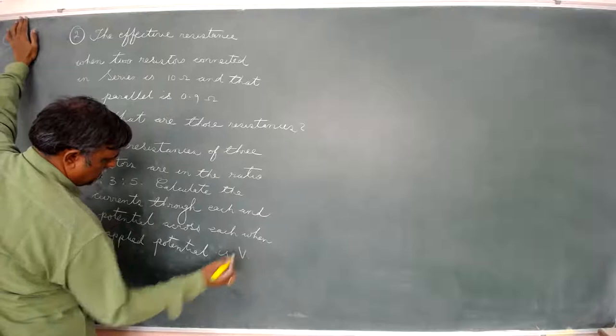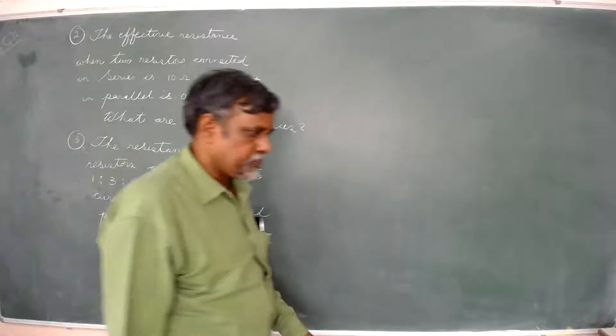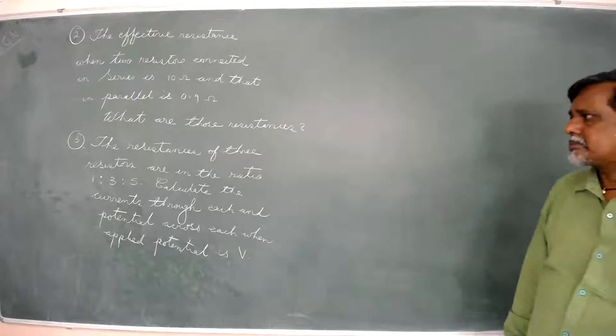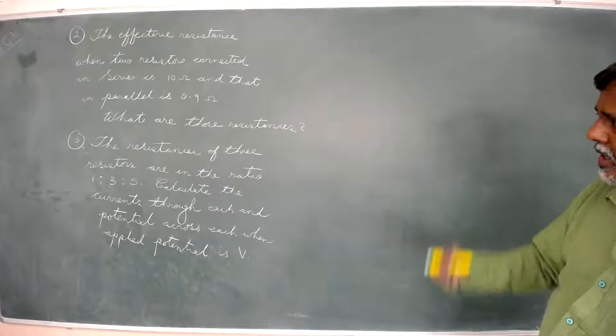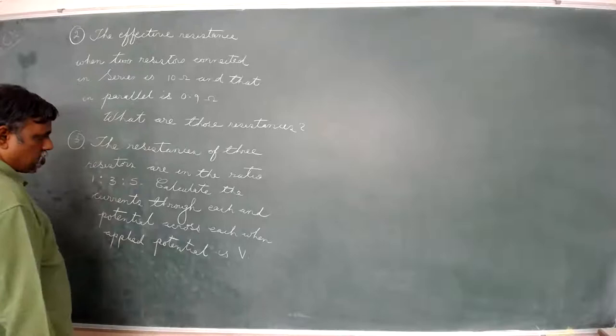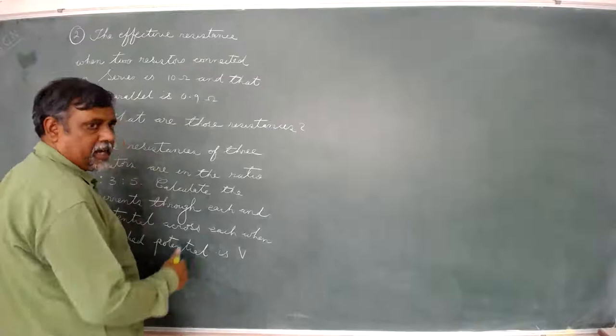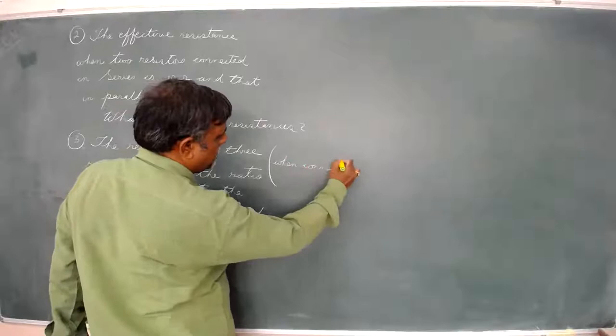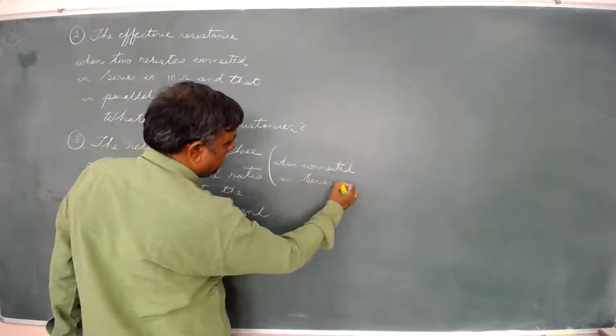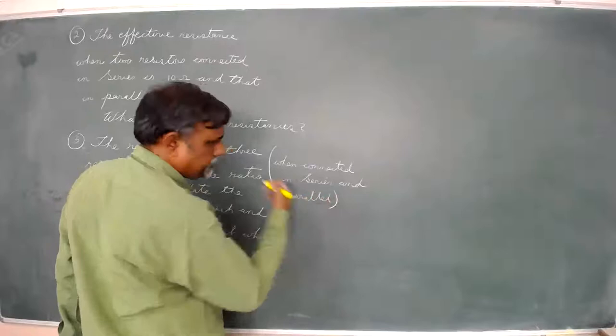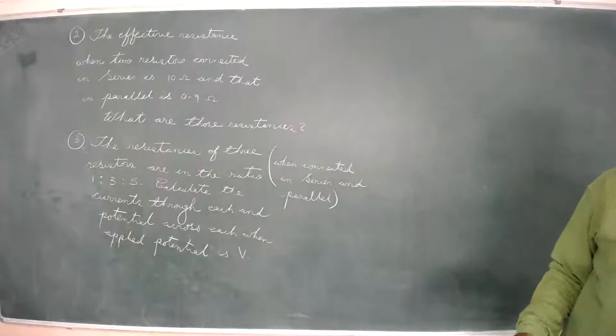When the applied potential is V, I am not giving any numerical value. The resistances of three resistors are in the ratio of each to each to five. Calculate the currents in each when they are connected in series and parallel, separately.